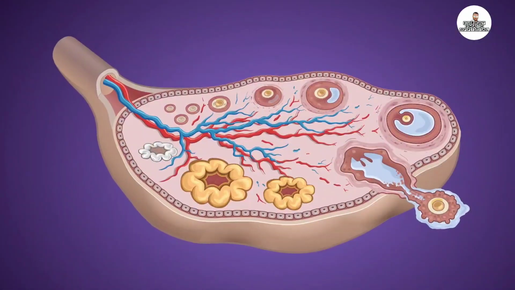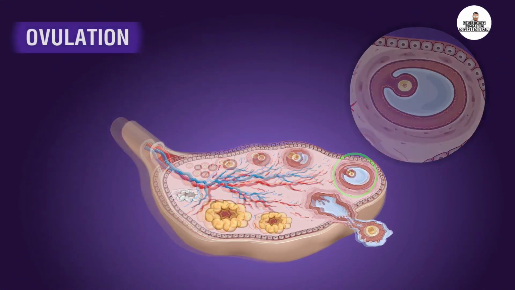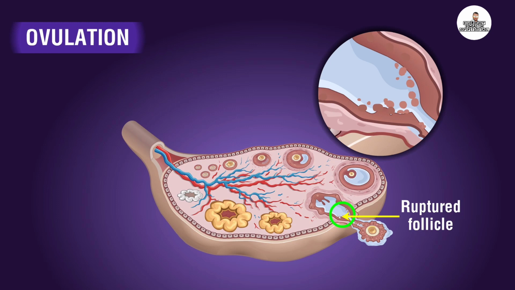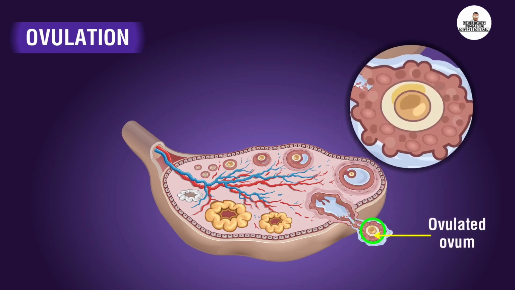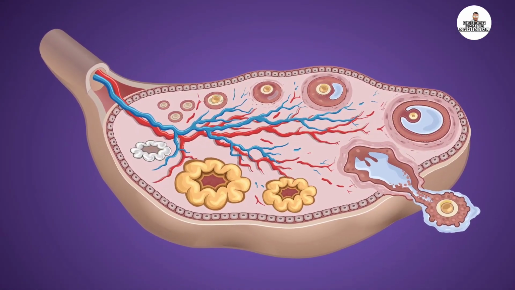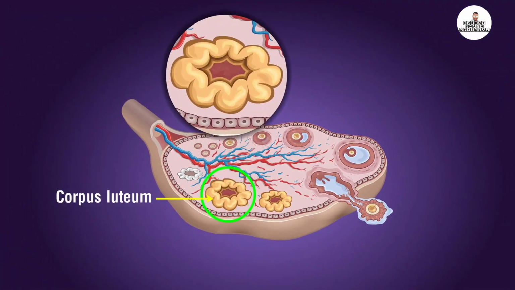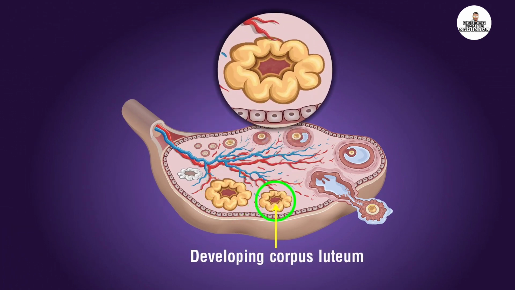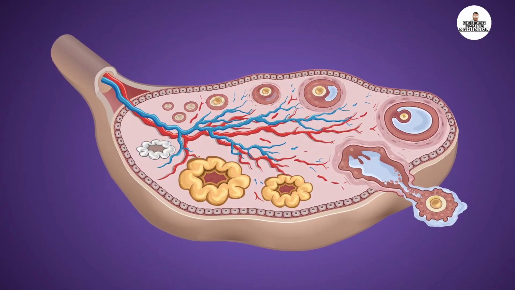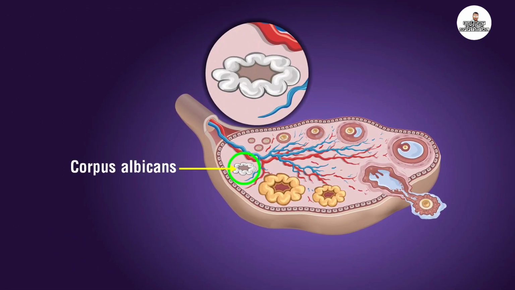The tertiary follicle further changes into the mature follicle or Graafian follicle. The Graafian follicle ruptures to release the secondary oocyte or ovum from the ovary by the process called ovulation. After ovulation, the ruptured Graafian follicle is transformed into a yellow colored endocrine structure called corpus luteum, which secretes progesterone. If fertilization fails to occur, the corpus luteum degenerates into a white colored body called corpus albicans.